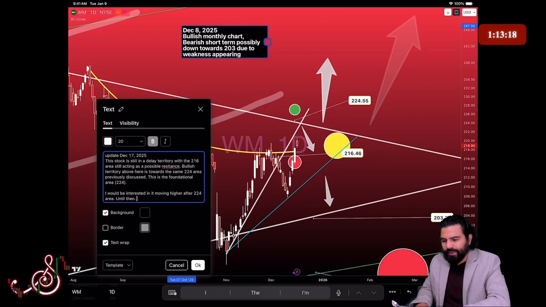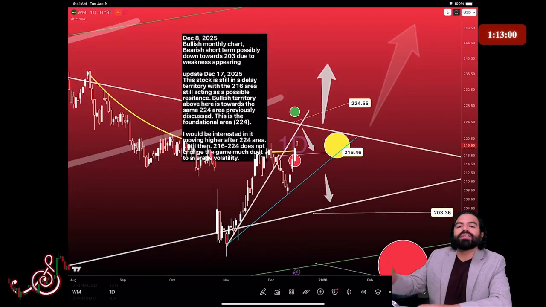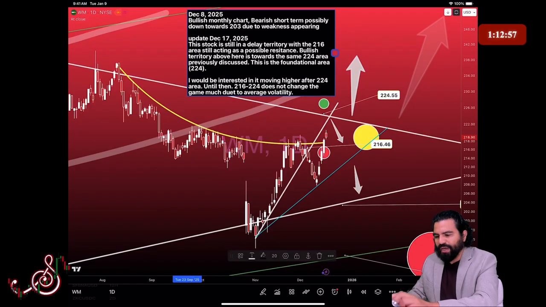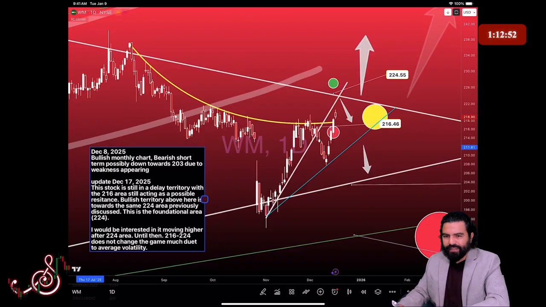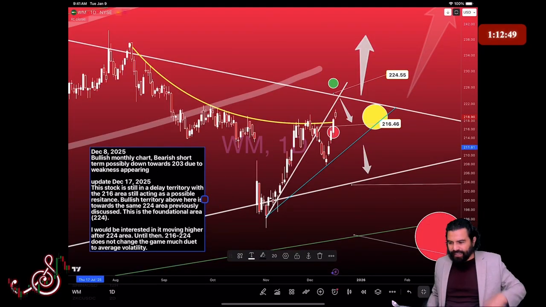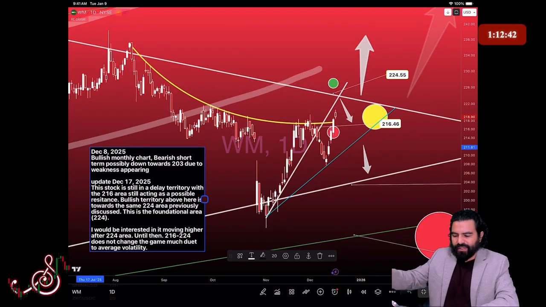Until then, 216 to 224 does not change the game much due to average volatility. Now, I'm going to teach you just a moment about average volatility. Here it is real quick. If I was gauging average volatility, is it well within my rights to get to 216 and still be 100% correct? These are the questions you want to be asking yourself. Is it normal for this to happen? Because you could put a lot of weight on a bullish breakout or a bearish breakout, but it's average. And this is how we calculate it.